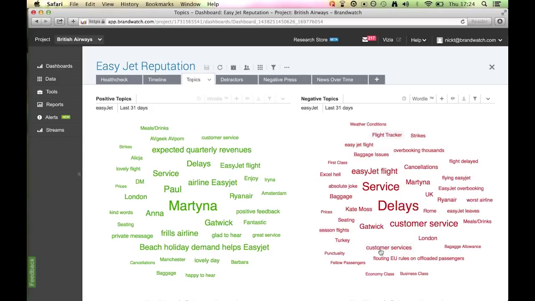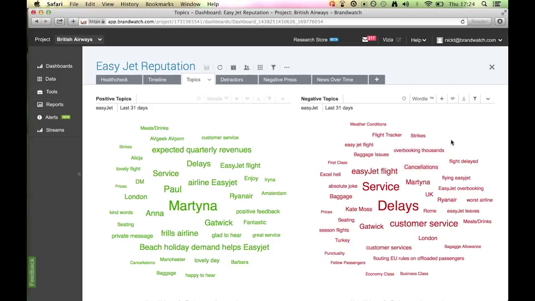We have the positive topics, to make you feel a little bit better, and people have had a lovely flight, but they've also had delays and are probably being sarcastic about them. Now, in the negative topics, we actually get to the heart of what's going on in this reputation dashboard. What things are making people angry about this brand?